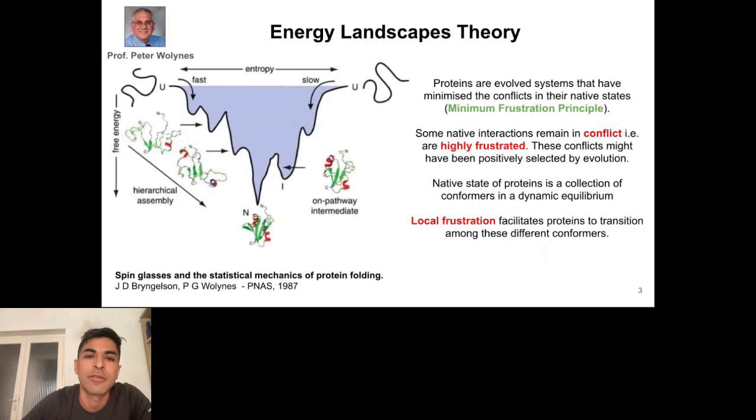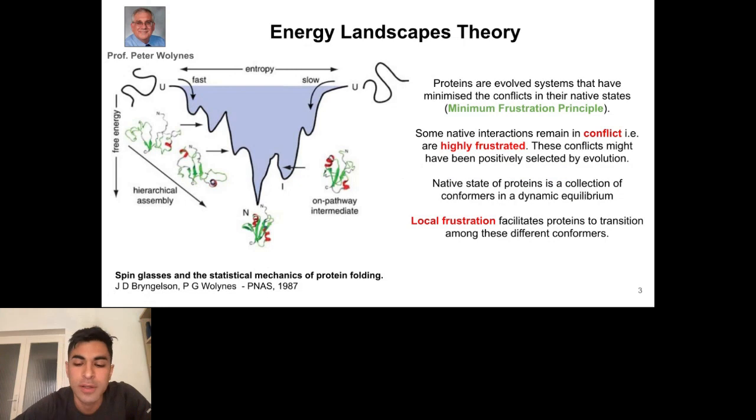So as I mentioned, the frustration concept derives from the energy landscapes theory, in which it says that proteins are very specific systems. They are evolved systems that have minimized the conflicts in the native states, which is known also as the minimum frustration principle. However, whenever you look at this picture here as an energy landscape, and here in the bottom you have the native structure of the protein, you can always look at a protein that is folded and find that in some regions there are still some residues that are in conflict, or highly frustrated with the local environment. And these conflicts may have been positively selected by evolution, and the reason why we find them there is because of functional reasons.